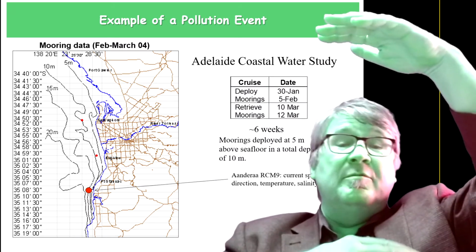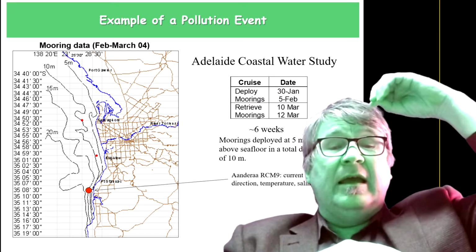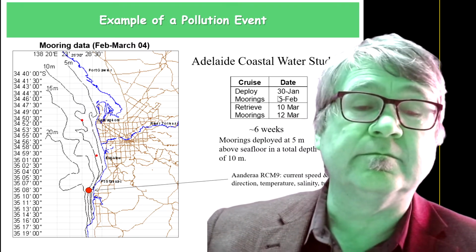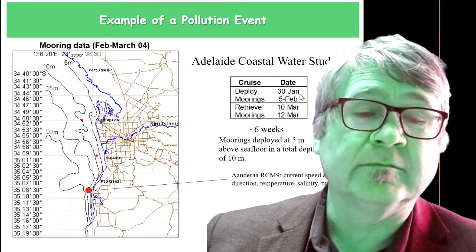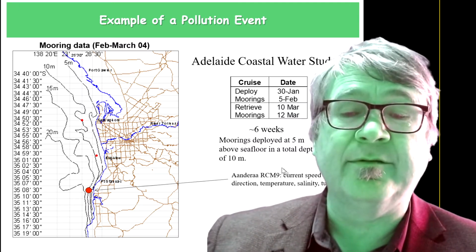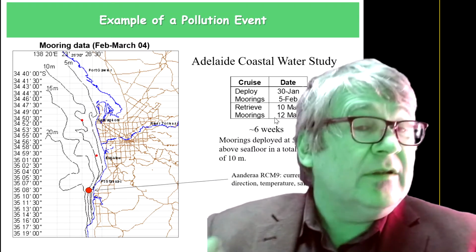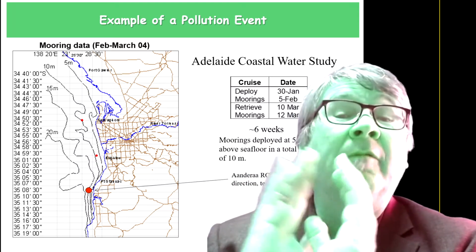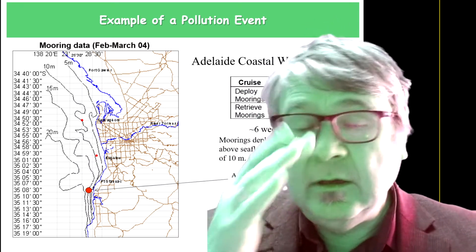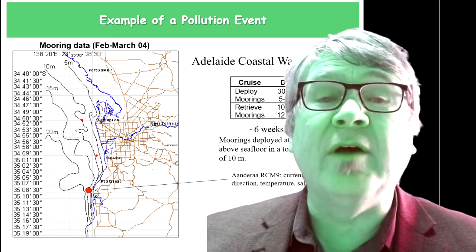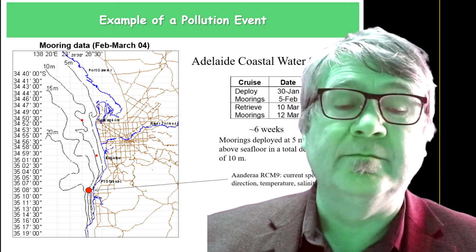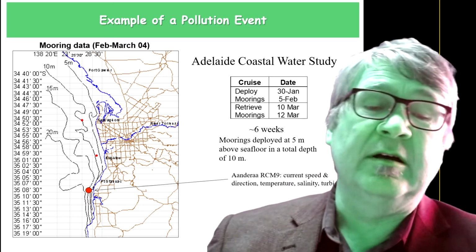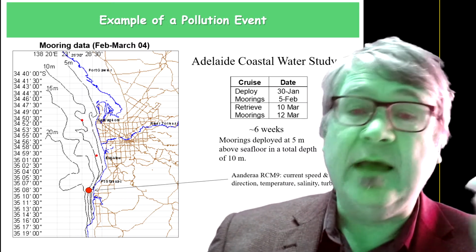So it's 10 meters, the mooring sits in the middle, and the mooring was deployed over a month, a little bit longer than a month. Okay, so let's see what we measured. I forgot to mention that the instrument also had a turbidity meter on it. We measured current speed and direction, temperature, salinity, and turbidity.